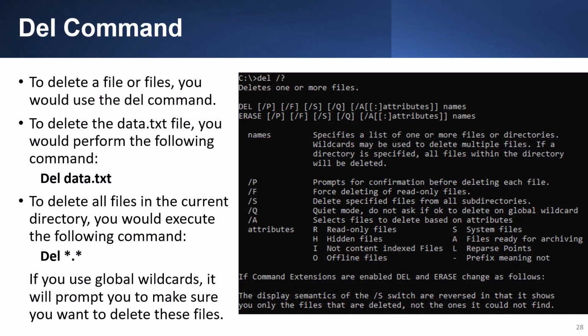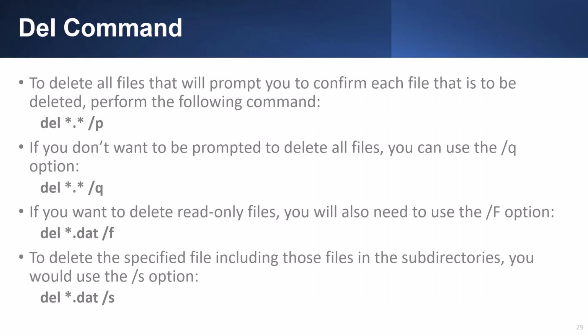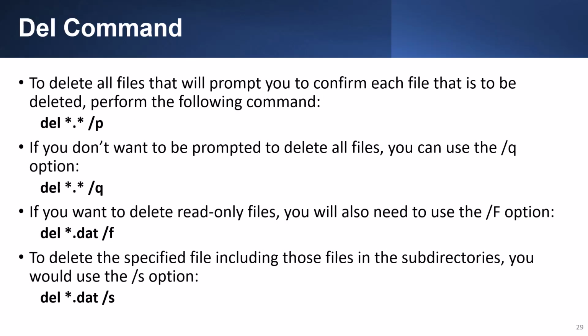To delete a file or files, you would use the del command. To delete the data.txt file, you would perform the following command: del data.txt. To delete all files in the current directory, you would execute the following command: del *.*. When you use global wildcards, it will prompt you to make sure you want to delete these files.